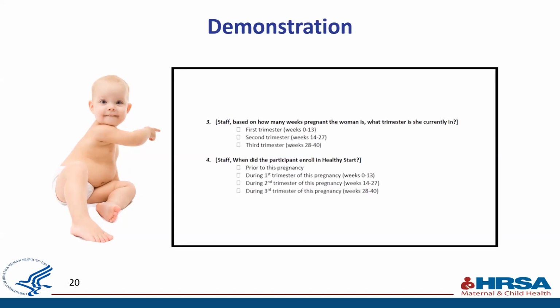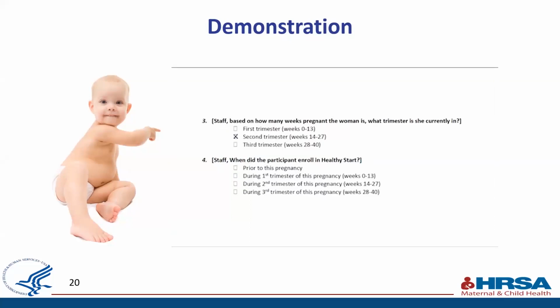The staff note in question 3 reads, "Based on how many weeks pregnant the woman is, what trimester is she currently in?" You should pause and determine which trimester the woman is in based on the definitions listed in the answer. For example, the first trimester spans weeks 0 to 13. The second trimester spans weeks 14 to 27, and the third trimester spans weeks 28 to 40.